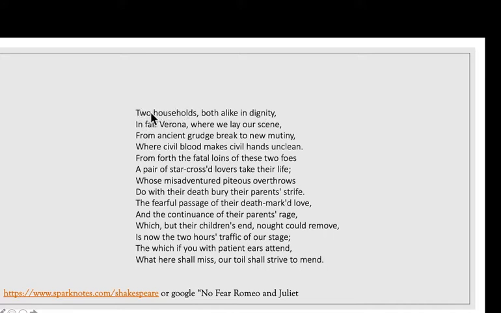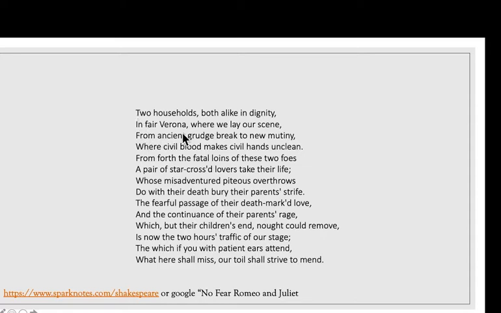So you've got households, so you've got two families, and they're both alike in dignity, which means they're just as noble, just as important, just as high status as each other. In Fair Verona, you might know that's in Italy, where we lay our scene. Remember, Shakespeare wants you to be aware that you're just watching a play. You're not supposed to treat these characters as real people. Okay, so scene. So Verona is where we're taking place with this play.